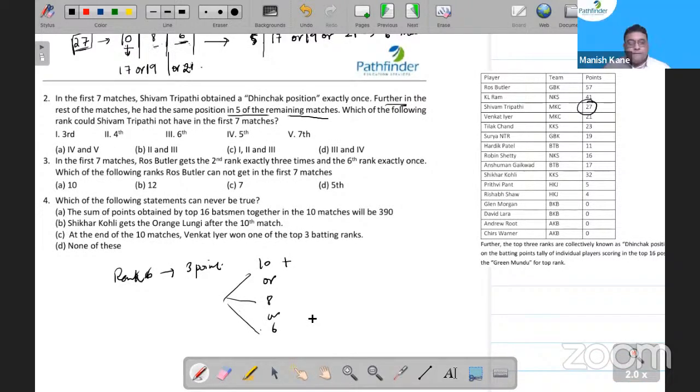So it is asked which of the following ranks could Shivam Tripathi not have in the first 7 matches? Correct. So the 7th option has been cancelled out. He cannot have the 7th rank, right? Yeah, he cannot have the 7th rank. So there's only one option which contains 5th, which is A.